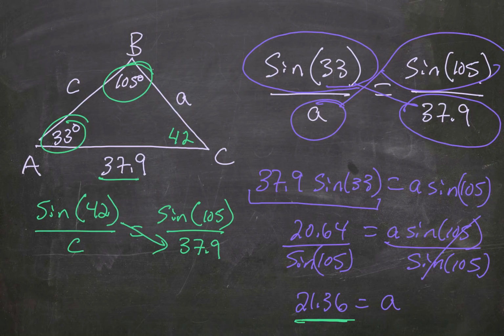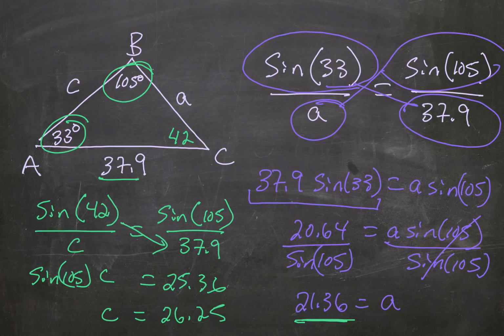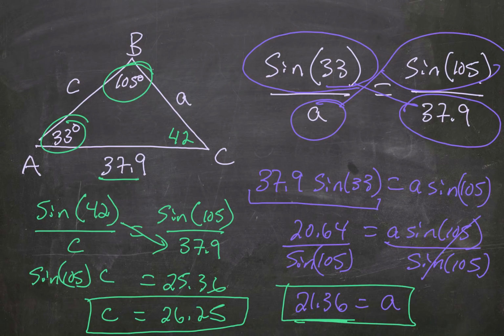37.9 times sine of 42 gives you 25.36. That equals the sine of 105 times C. Divide both sides by the sine of 105, and I get 26.25. And that's your value for C. We got A and C.